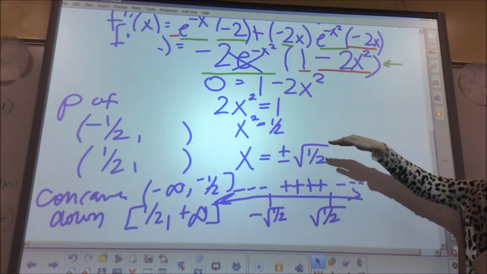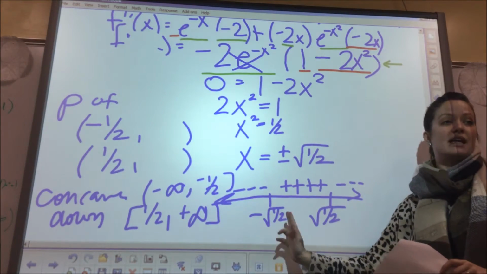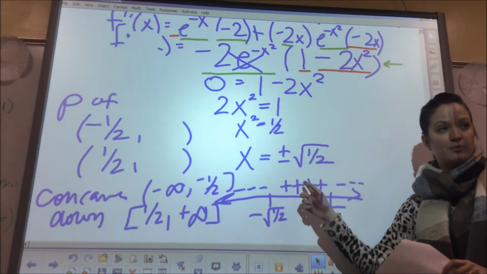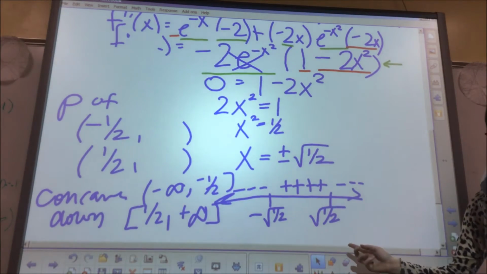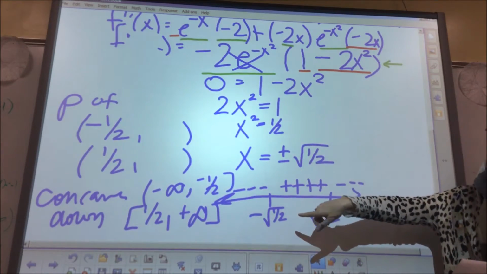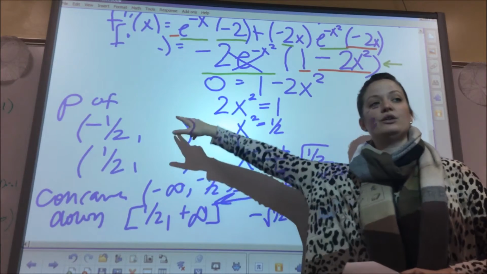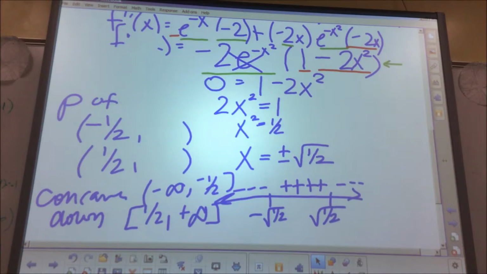So these are not definitely points of inflection until I have done the sign analysis and I have determined that yes, at negative square root of 1/2, it does change from negative to positive. And yes, at square root of 1/2, it does change from positive to negative. So now these are confirmed as points of inflection. How would I get the y values for these points of inflection, Michael?